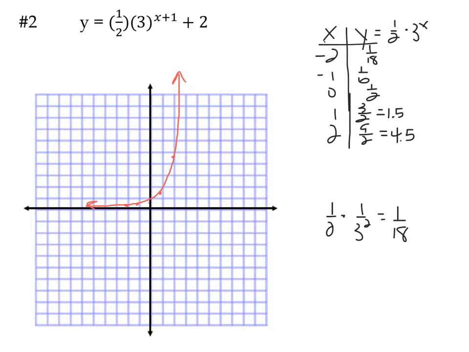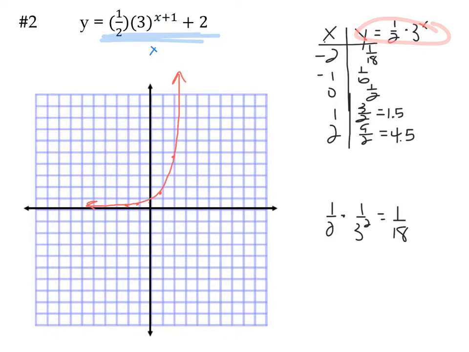That is for this, y equals 1/2 times 3 to the x. Now, let's graph this one here in blue. Okay? So how are we going to do that? Well, we're going to shift everything to the left 1. Okay? This means we're going to the left 1, plus 1 here, because it's a minus.